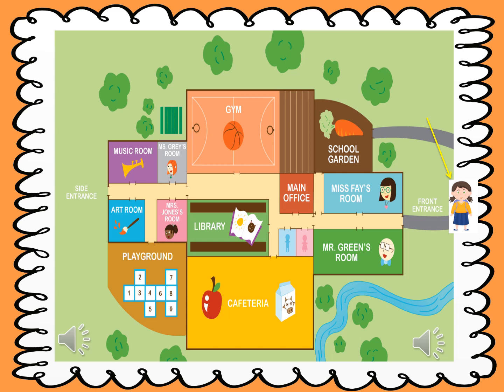Can you help the girl to reach Mrs. Jones' room? You can use some words like forward, left, right, and behind to tell the position of Mrs. Jones' room in this map. Let's start. Now the girl is standing in the front entrance of the school. Now she has to move forward and then take a right, then again move forward, then turn left. This is Mrs. Jones' room. Now this is the way you can help the girl to reach Mrs. Jones' room.